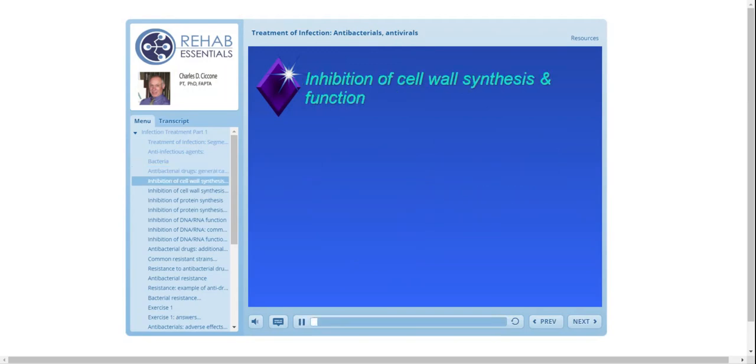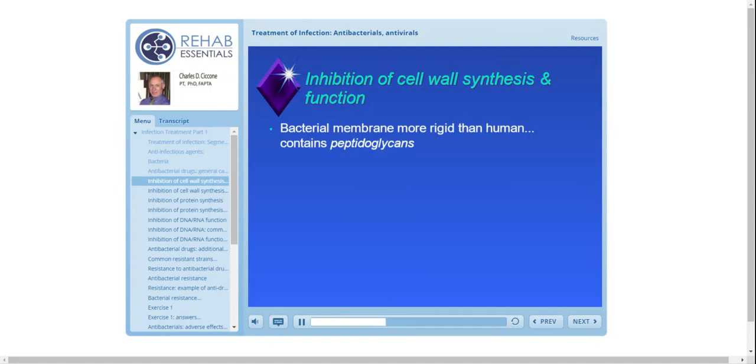So we're going to start by talking about drugs that inhibit cell wall synthesis and function, specifically in the bacterial cell. And bacterial cell membranes are different from human cells because they contain these structural reinforcements called peptidoglycans. These are basically like the beams or girders that support a building or support a room in that building. And without those supporting structures, that building or that room would not be strong enough to maintain its function. So what we're going to see is some drugs inhibit the synthesis of those units.